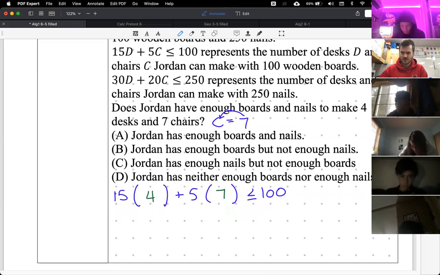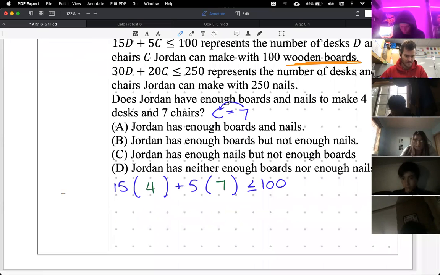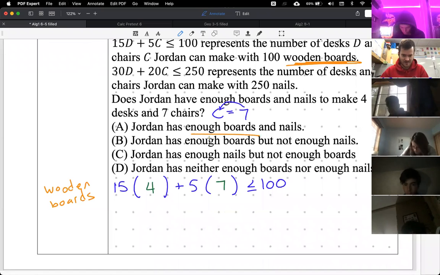I'll also write a little note, just to make sure we know that we're on our first inequality. This is representing desks and chairs you can make with wooden boards. So this is kind of the key thing. This is for wooden boards. Why is that important? Because if this inequality doesn't work, then you're going to say there's not enough boards. So if this doesn't work, you'd say something along the lines of there's not enough boards.